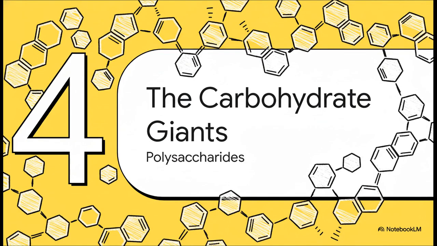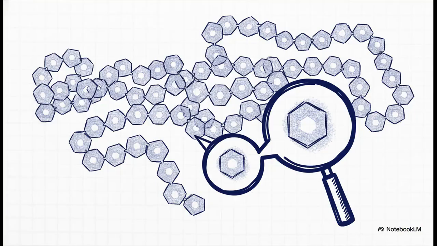All right, time for the main event. We've seen single bricks and pairs of bricks, but what happens when you link hundreds or even thousands of them together? Well, then you get the absolute giants of the carbohydrate world, the polysaccharides. These gigantic molecules, also known as polymers, are basically nature's way of storing massive amounts of energy in a really compact form. And by far, the favorite building block for these giants is our old friend, glucose.